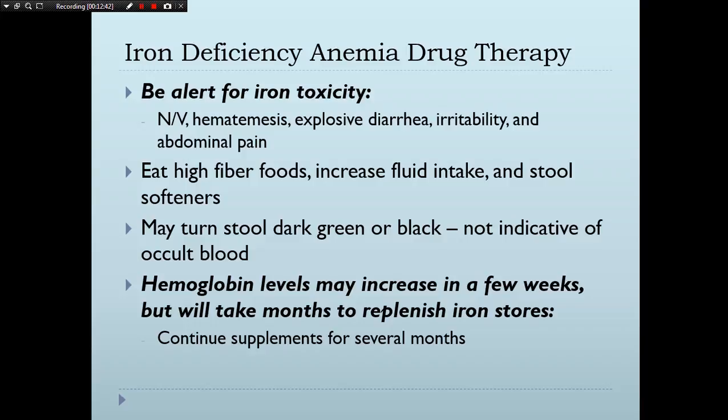Hemoglobin levels tend to increase within a few weeks of starting iron replacement. We want to make sure that these patients continue to take their iron supplements for at least 6 months to replenish their iron stores.